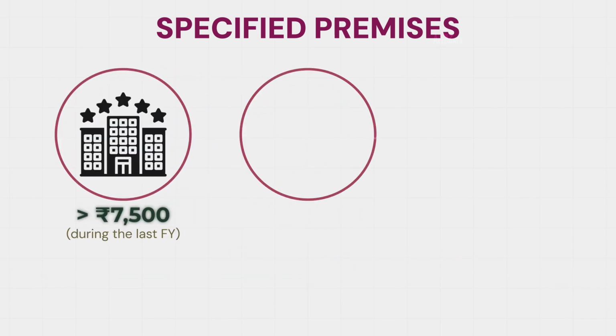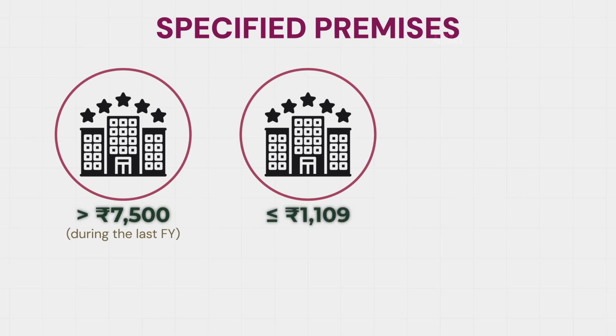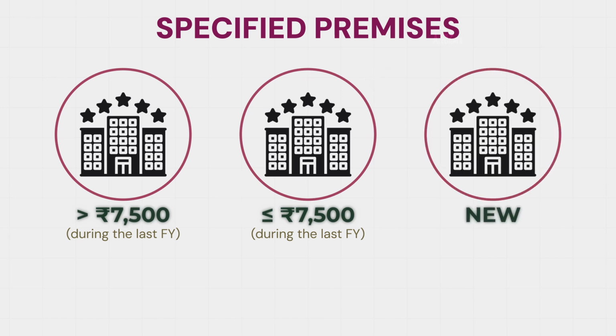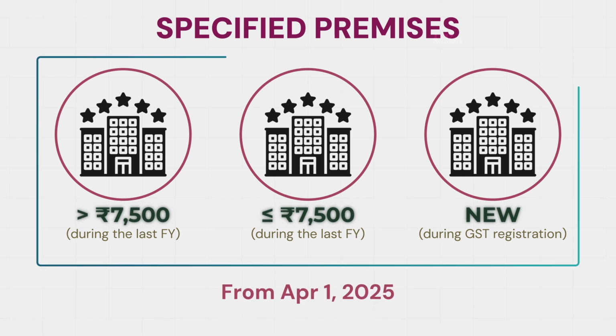Not just this, even hotels having actual room tariff within this threshold, that is up to 7.5K, can also now voluntarily choose to be specified premises. Then we have new registrants, that is if you are newly starting your hotel business, then at the time of GST registration itself, you can choose to be specified premises. So from 1st April 2025 onwards, all these three categories will be specified premises. Next, do you have to do anything to choose to be specified premises? We'll talk about this in a bit, but now let's understand what's the use if you are a specified premises.